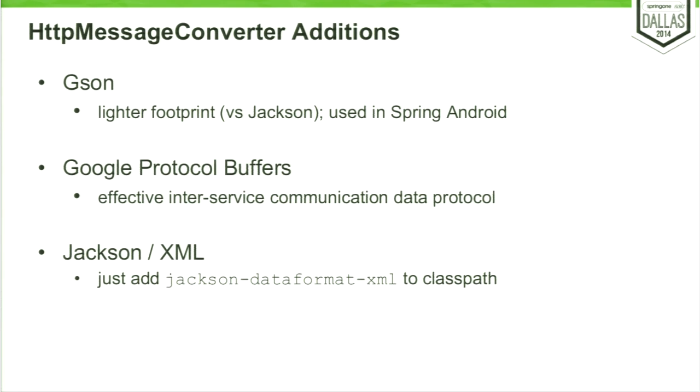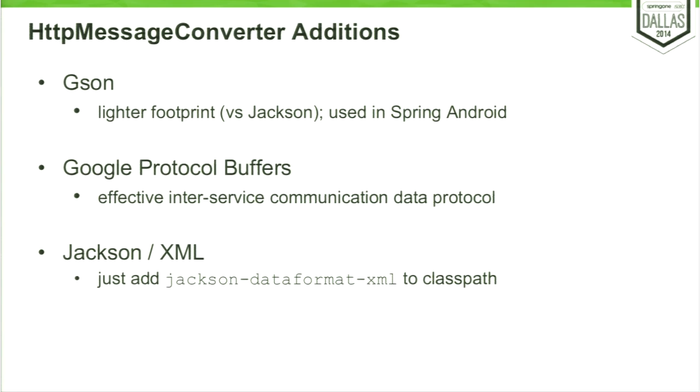In terms of HTTP message converter additions, we have several new ones in Spring MVC 4.1. The first one is JSON, and that's something which came through the Spring Android project. It's been in use there for a while because it has a lighter footprint. And if you are already using the Spring Android project, maybe you have some part of your application doing that, and another part that is a regular web application, then you probably don't want to use two different JSON serialization mechanisms. So it makes sense to have this in the core Spring framework so that you can use the same converter. Google Protocol buffers.